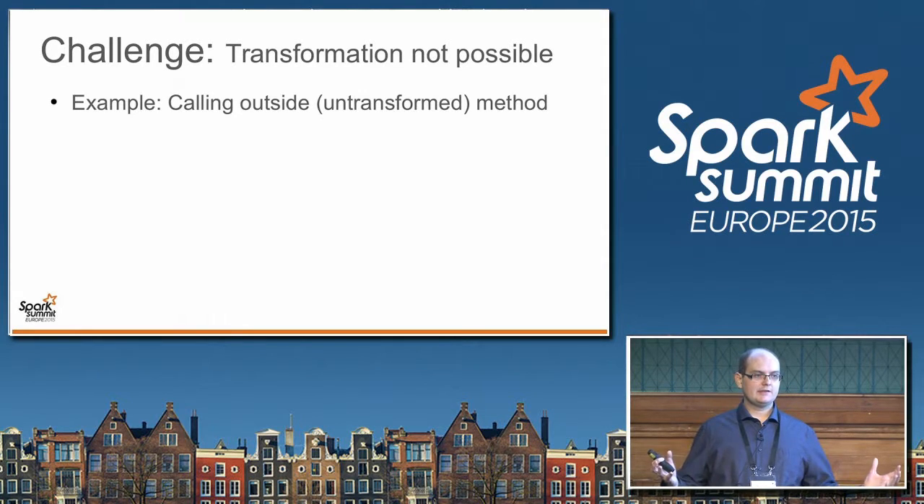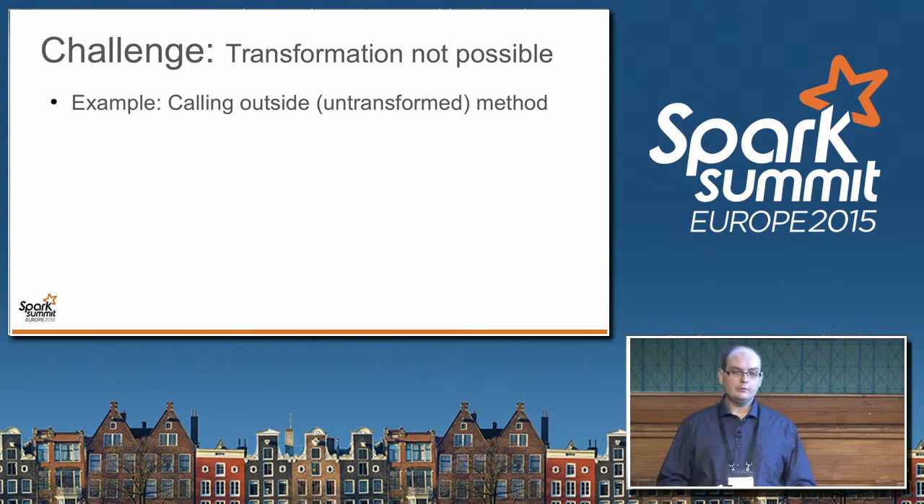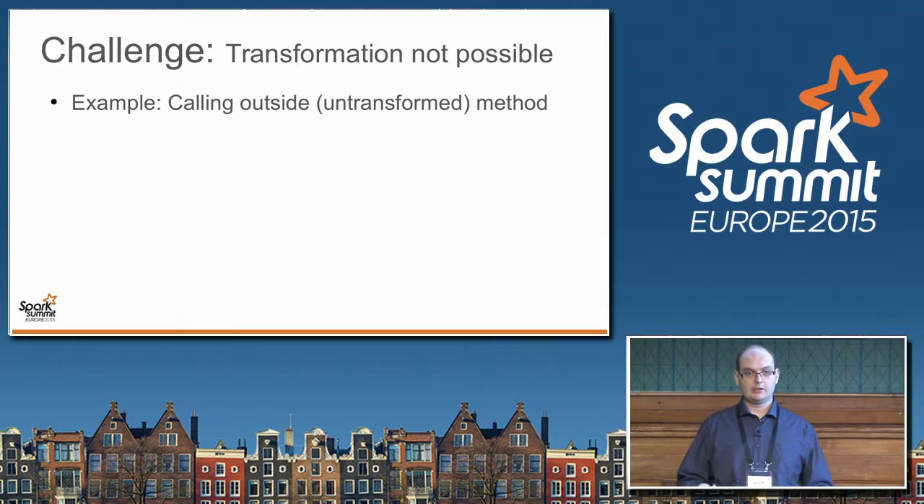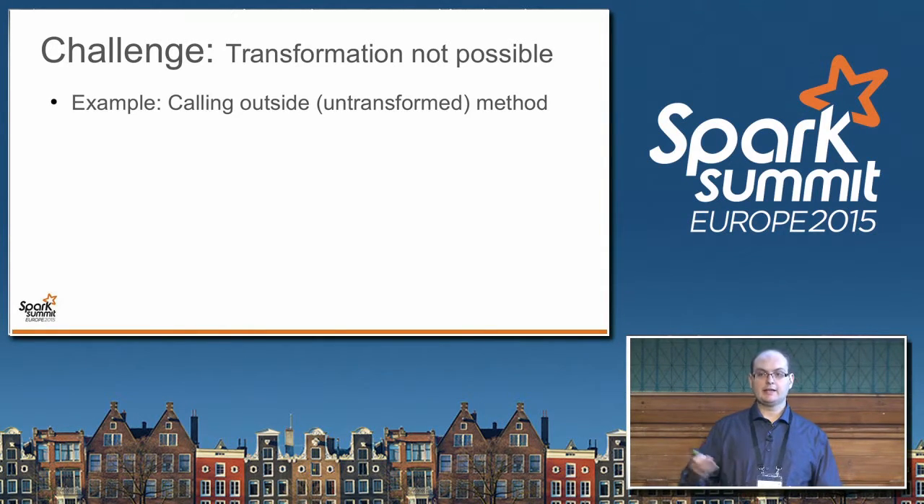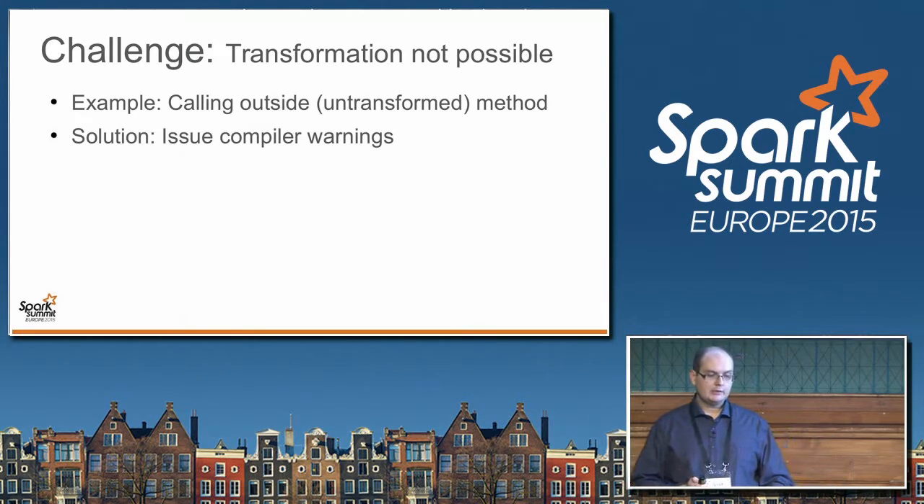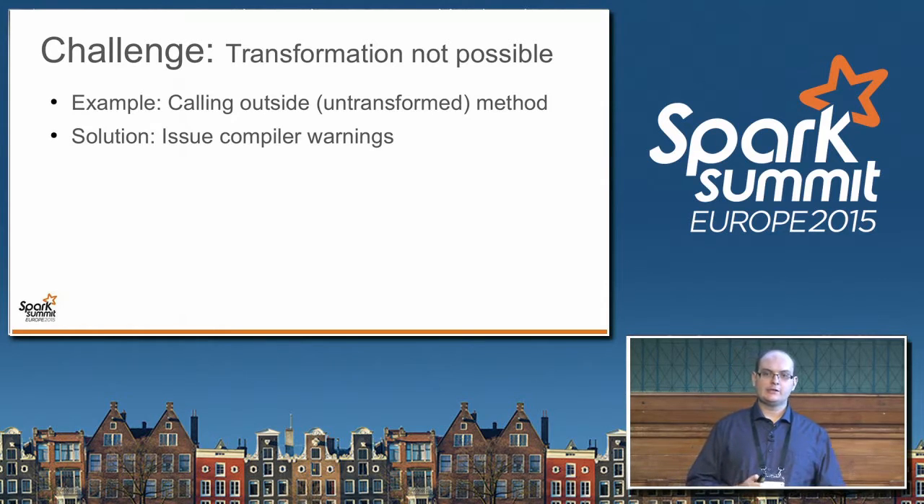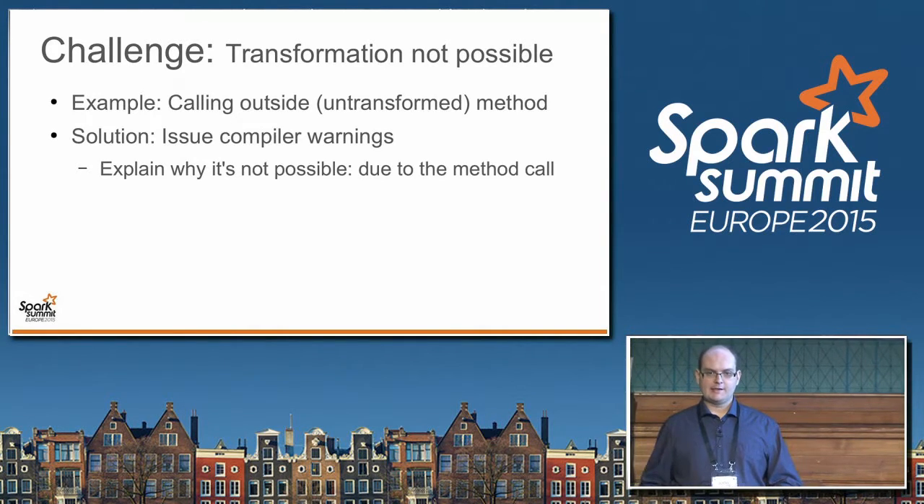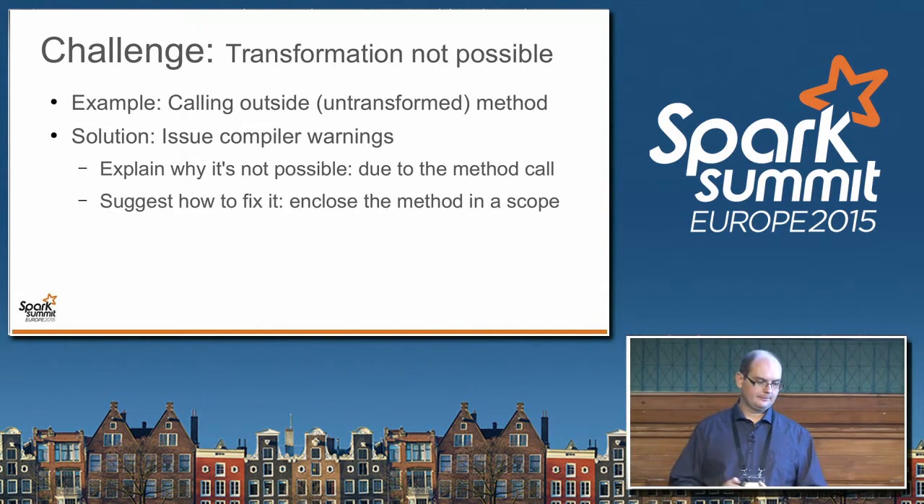Well, first of all, in some cases the transformation might not be possible. For example, we're calling an outside method, a Java-defined method. Well, unfortunately, there's not much that it can do because it can't go into the bytecode and transform that method. But we can issue compiler warnings. We can tell the user, look, it's not possible to transform your function, so it's going to be less efficient because you're making a call outside a transformed scope.